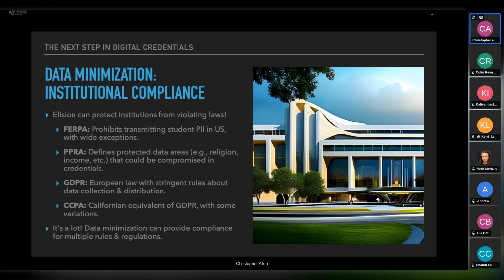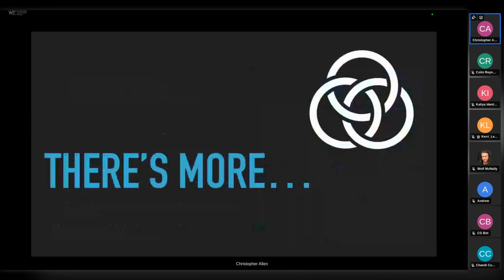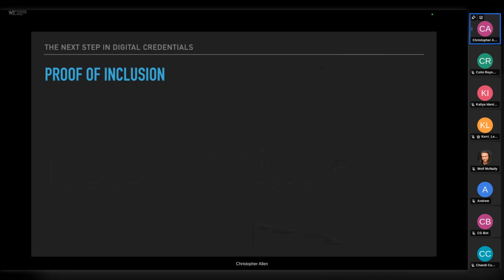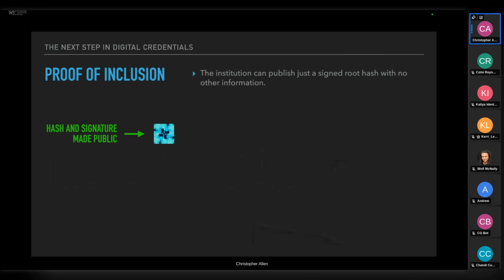Supporting data minimization can really help you provide compliance for a lot of these different kinds of rules and regulations. So that is in general what elision is and why it's important. Specific to Gordian Envelope are some additional features. There's a concept called a proof of inclusion. So instead of having an individual certificate, you can basically sign the root hash and publish it with no other information.